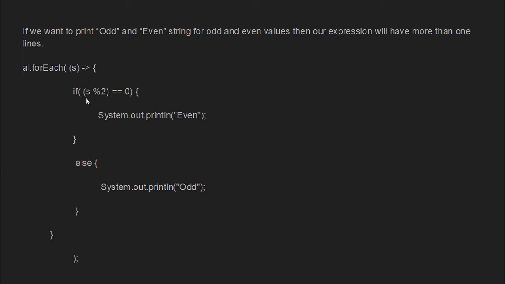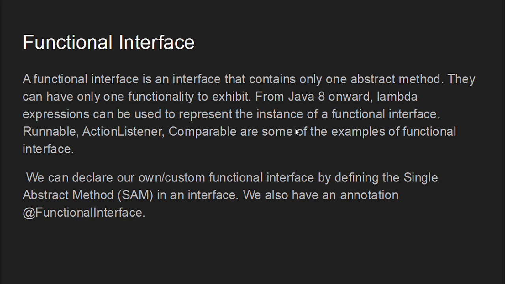Now if s % 2 is equal to 0, that means it's an even number, so I'm printing even, otherwise I'm printing odd, and that's the body of our lambda expression, starting from this brace to this brace. This example is just to let you know that our lambda expression can have more than one line.